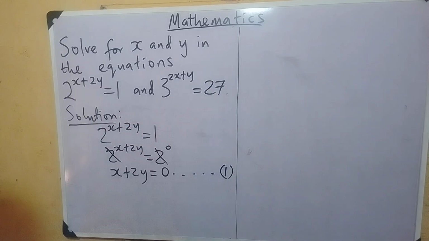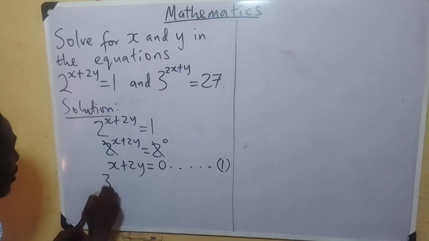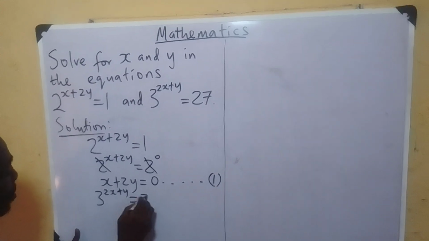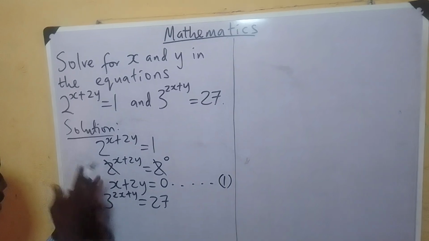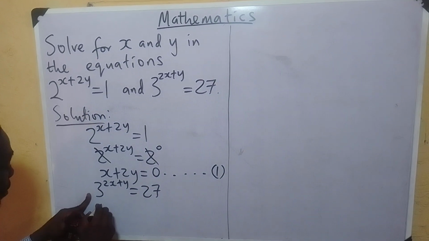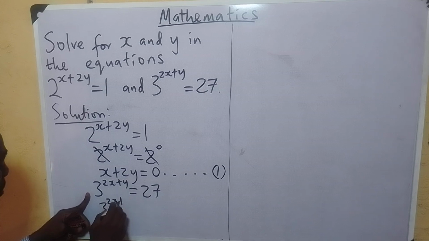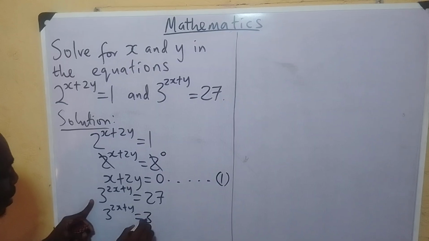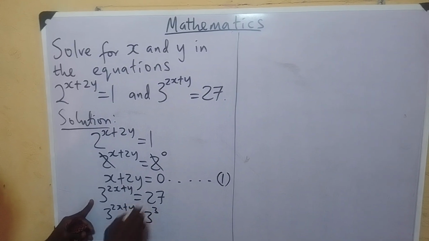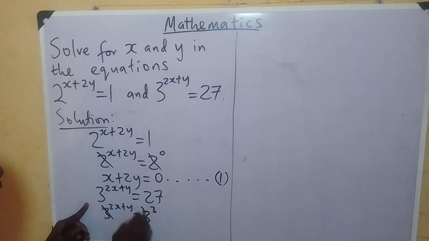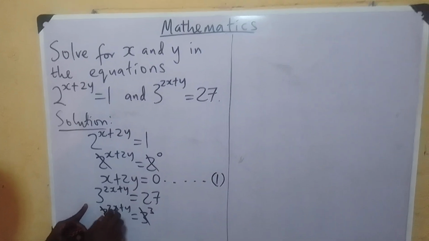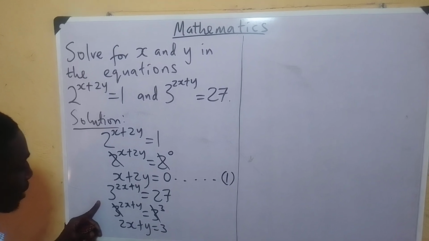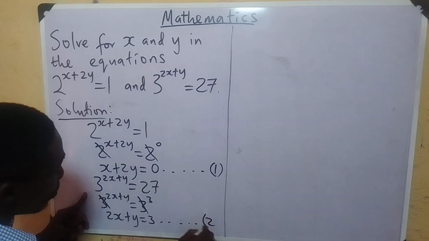Then coming to the second equation, where we have 3 raised to the power 2x plus y equals 27. We can equally do the same thing that we did in the first one. So we have 3 raised to the power 2x plus y equals, changing this one to base 3, 3 raised to the power 3, which is equivalent to 27. So we discard the base since they now have a common base. The powers will now come down, and we have 2x plus y equals 3. We call it equation 2.